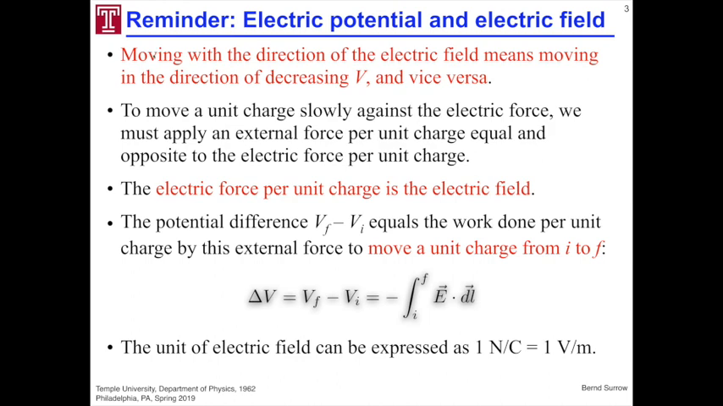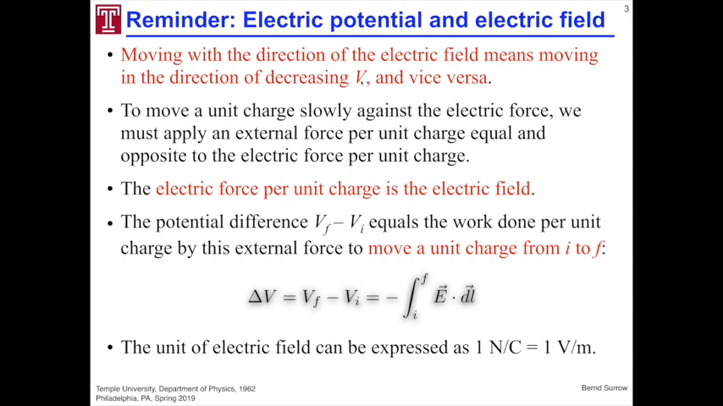Now, if you're moving with the direction of the electrical field, it means that you're moving in the direction of decreasing potential and vice versa. And I always want you to develop your intuition by the analogy of a gravitational field restricted to the Earth's surface. So now, what did I just say? If you're moving with the direction of the electrical field, you're moving in the direction of decreasing electrical potential.